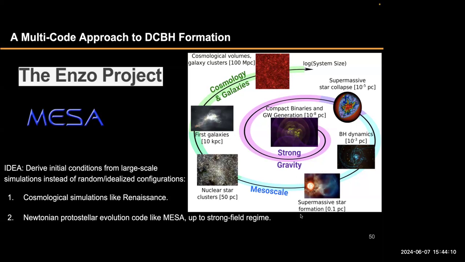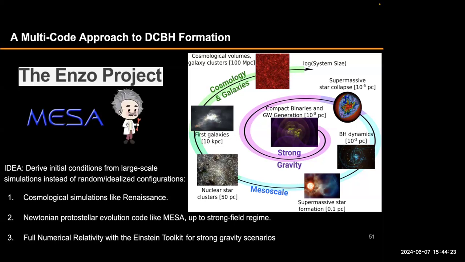And then, of course, as we keep evolving that star, it's going to get to the verge of collapse, and then we can no longer use this code because it is a Newtonian-based code. It would be at that point that we would transfer that knowledge into the Einstein Toolkit and carry on the collapse using full numerical relativity to analyze the formation of the black hole and extract the gravitational waves from it.